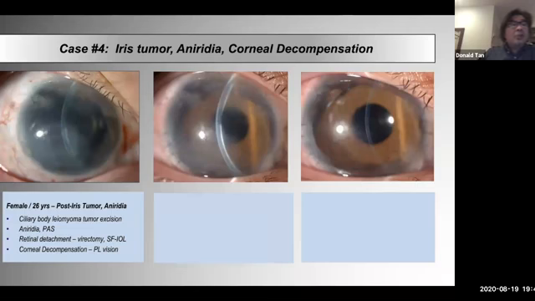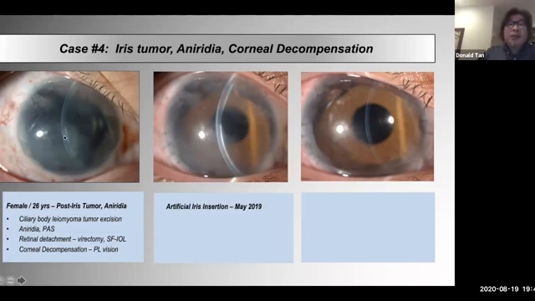Okay, this lady, 26-year-old, had an iris tumor, which turned out to be a non-malignant ciliary body leiomyoma, which abutted the cornea, went right back into the vitreous, measured 15 millimeters in diameter, which I removed through a scleral trapdoor, and largely aniridic because it affected all the iris. So this patient ended up with aniridia with PAS in the periphery. There was a retinal detachment. We fixed that. We did a scleral fixation of an implant and cornea decompensated, PL vision.